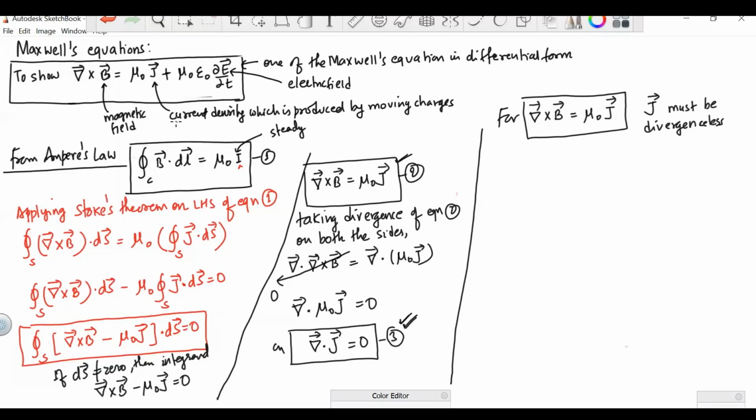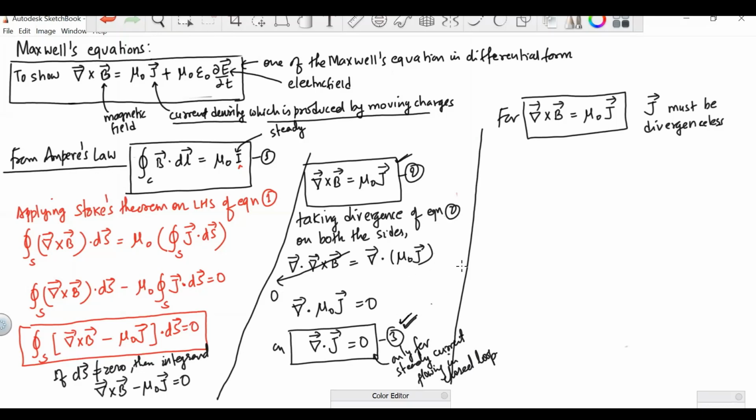And as we know, current density is produced by moving charges. Clear? So divergence J equals 0 only for steady current. Okay, this is 0 only for steady current flowing in closed path or closed loop. So we need to understand this.